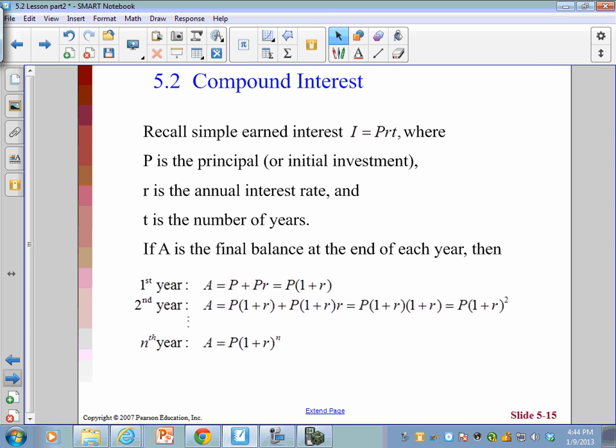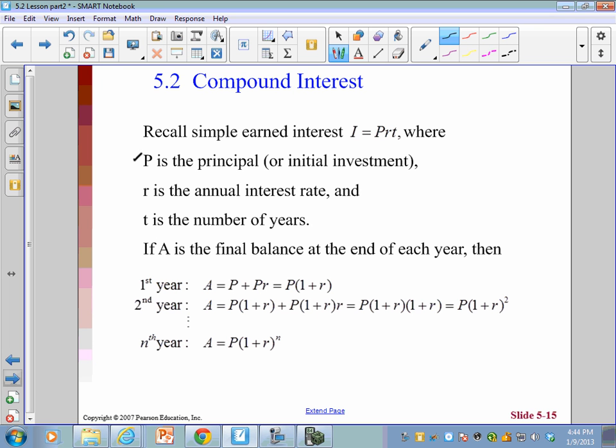Compound interest. Okay, we're going to do a few compound interest problems. I'm going to go over what exactly is in compound interest because these involve exponential functions. Interest equals P times R times T, where P is the principal, R is the rate of interest, and T is the number of years. That's simple annual interest, and A is the amount of the final balance.